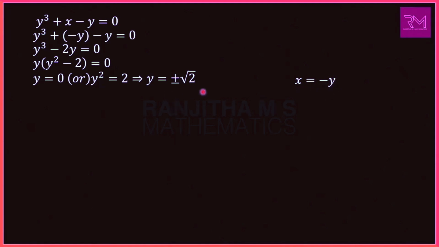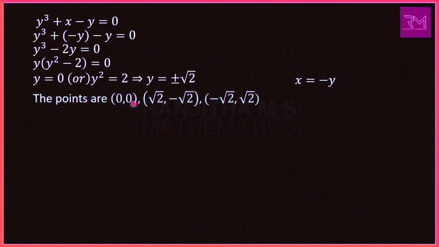Here substituting y value as plus root 2, x value becomes minus root 2. Here substituting y value as minus root 2, we get the value of x as plus root 2. Hence we get the point of intersection as (0, 0), (root 2, minus root 2), (minus root 2, root 2). These are all the points of intersection for the function f of x, y. Here this step is very important.